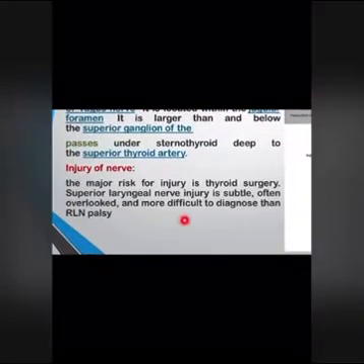Injury of the nerve. The major risk for injury is thyroid surgery. Superior laryngeal nerve injury is more difficult to diagnose than recurrent laryngeal palsy.